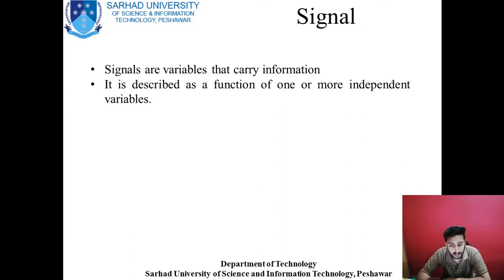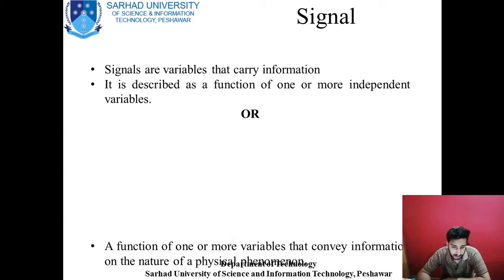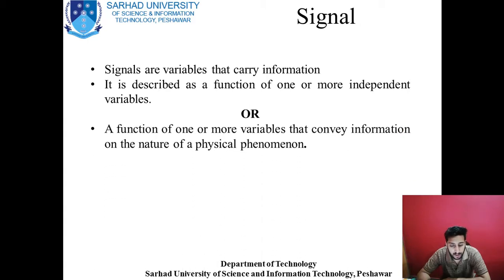A signal is also described as a function of one or more variables. If it is a function of one variable, it is known as a unidimensional signal, and if the signal is a function of multiple variables, it can be termed a multidimensional signal. Another definition: a function of one or more variables that conveys information on the nature of a physical phenomenon.